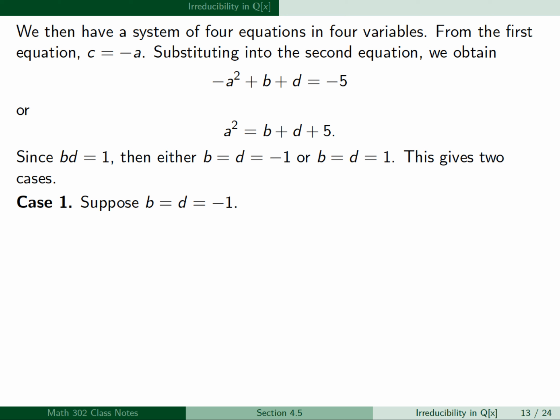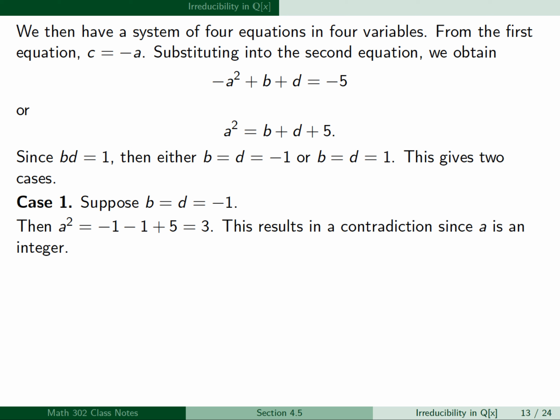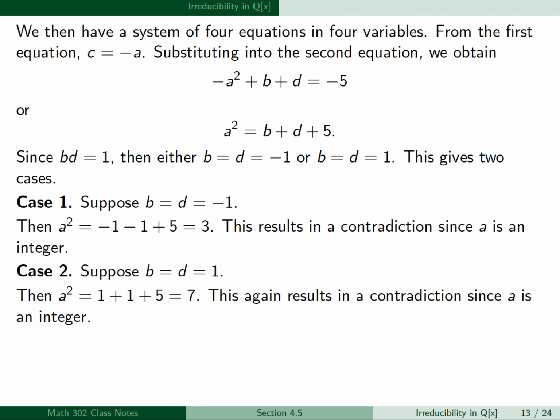For case 1, we'll suppose that b equals d equals minus 1. Then a squared is equal to minus 1 plus 5, which equals 3. And this results in a contradiction since a is an integer, and so a squared cannot be equal to 3. Case 2, we'll suppose that b is equal to d is equal to plus 1, and substituting, we obtain a squared is equal to 1 plus 5, which is 7. And this again results in a contradiction since, again, a is an integer. So our contradiction shows us that f of x is actually irreducible in Q bracket x.